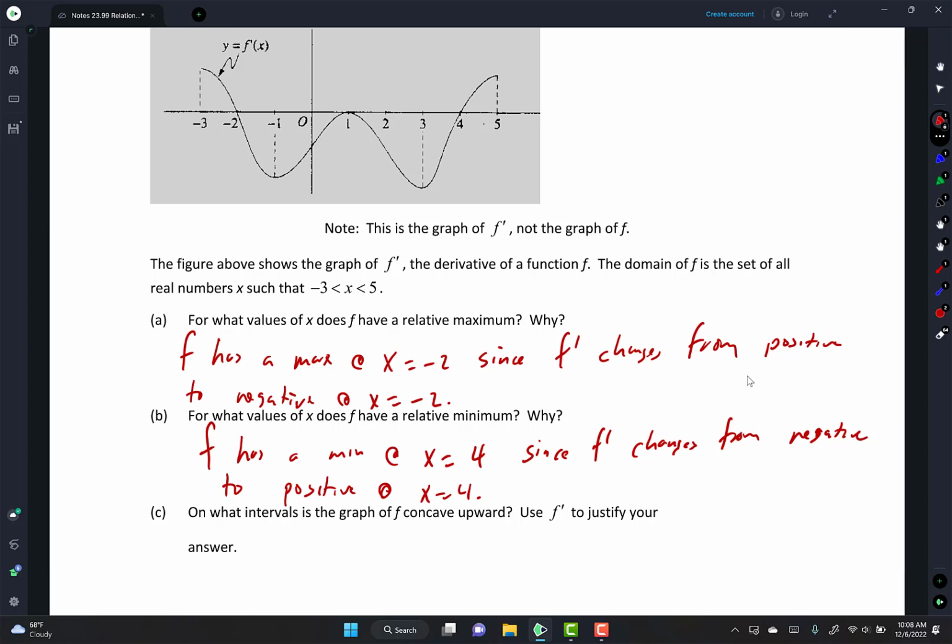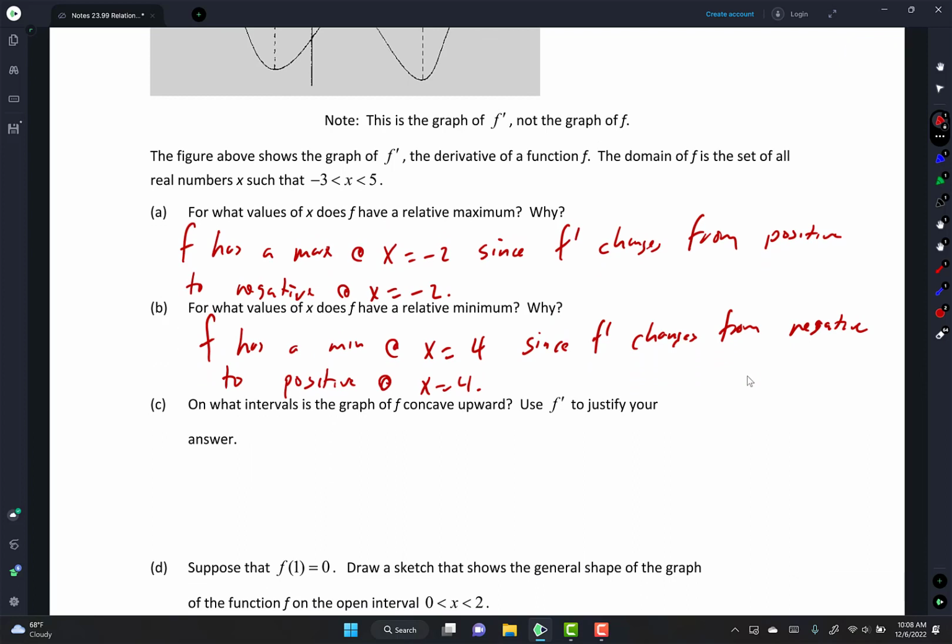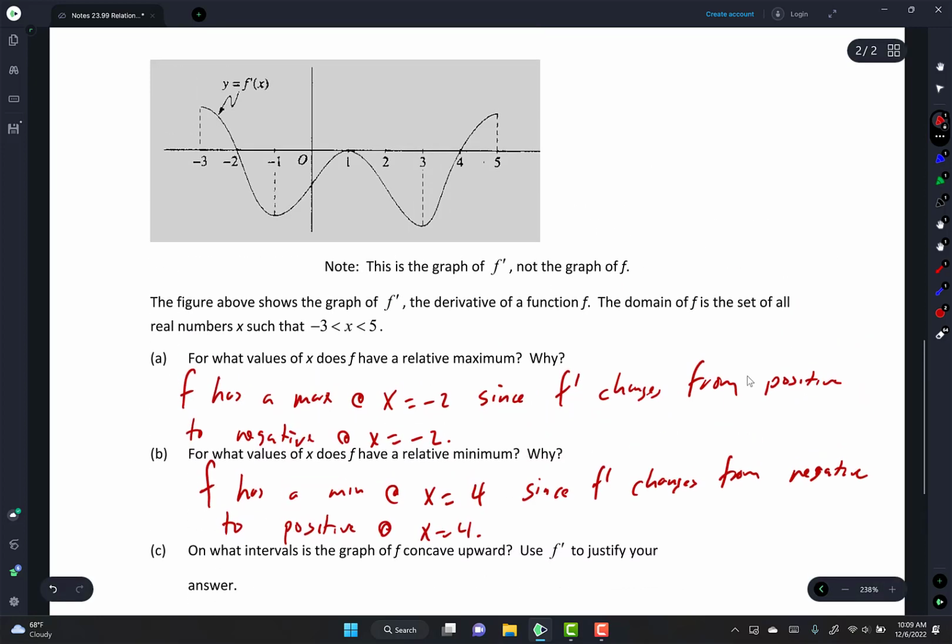Are we okay so far? Yeah. Okay. Letter C. On what intervals is the graph of f concave up? From negative 1 to 1, and there's another one. And then from 3 to 5. Why? Because f prime is increasing. That's what you're going to say.